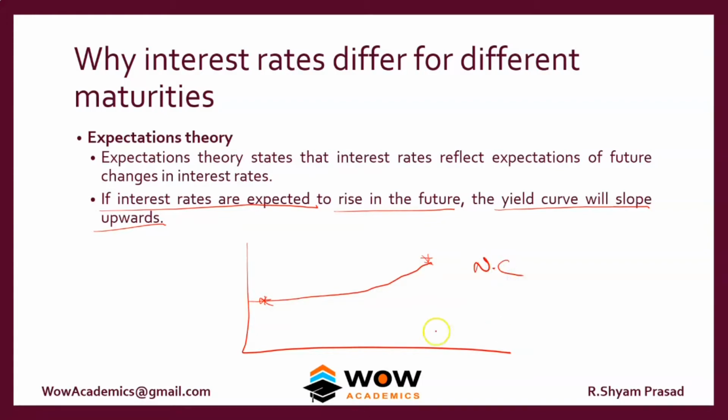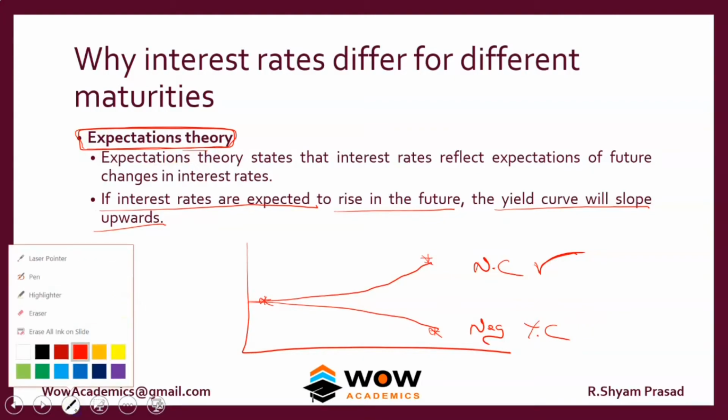But if interest rates are expected to drop, it can fall to the inverted or negative yield curve. So it can be a negative yield curve. This theory can explain different types of yield curves. It does not only explain the normal yield curve, because the earlier liquidity preference theory can explain only the normal yield curve, but this expectations theory can explain any yield curve because it is only the expectation which determines the yield curve. So it can be easily explained by this theory.